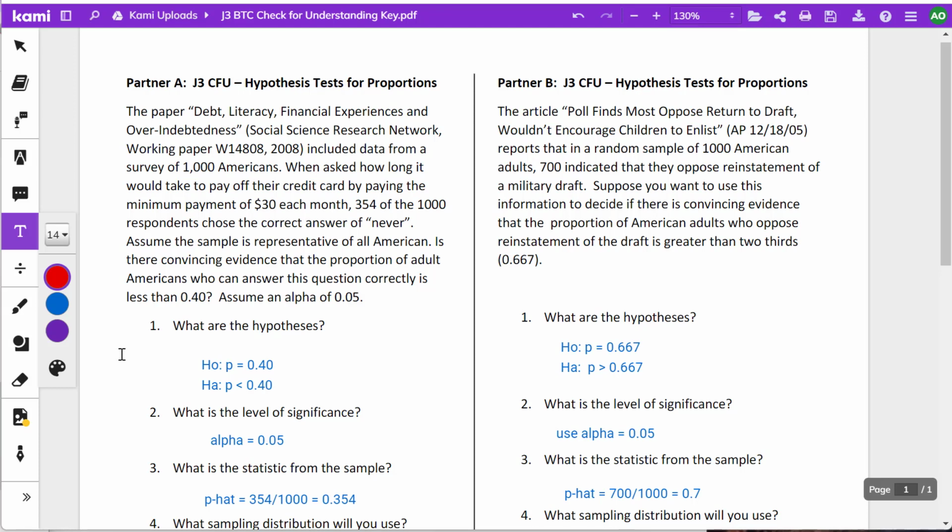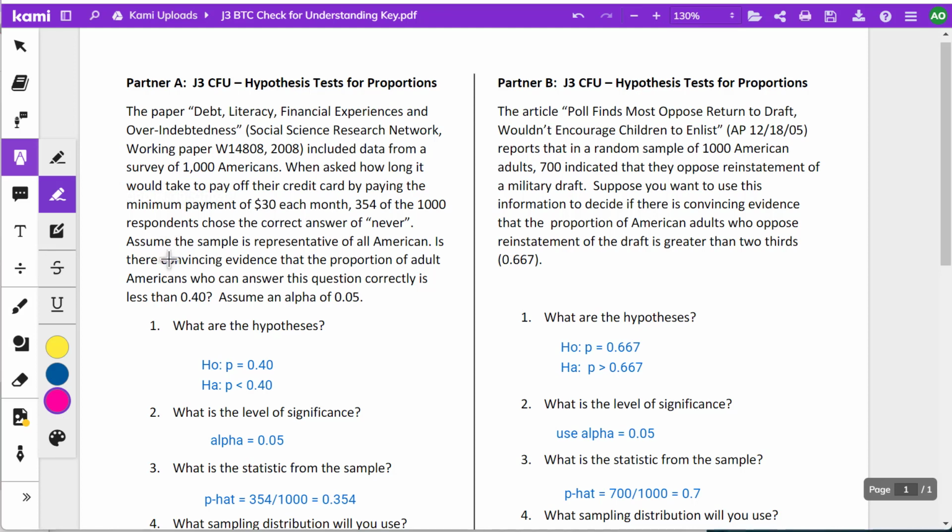Anyways, assume the sample is representative of all Americans. Pretend there's an S there. Is there convincing evidence that the proportion of adult Americans who can answer this question correctly is less than 0.40? And then they ask us, assume an alpha of 0.05, and what are the hypotheses?